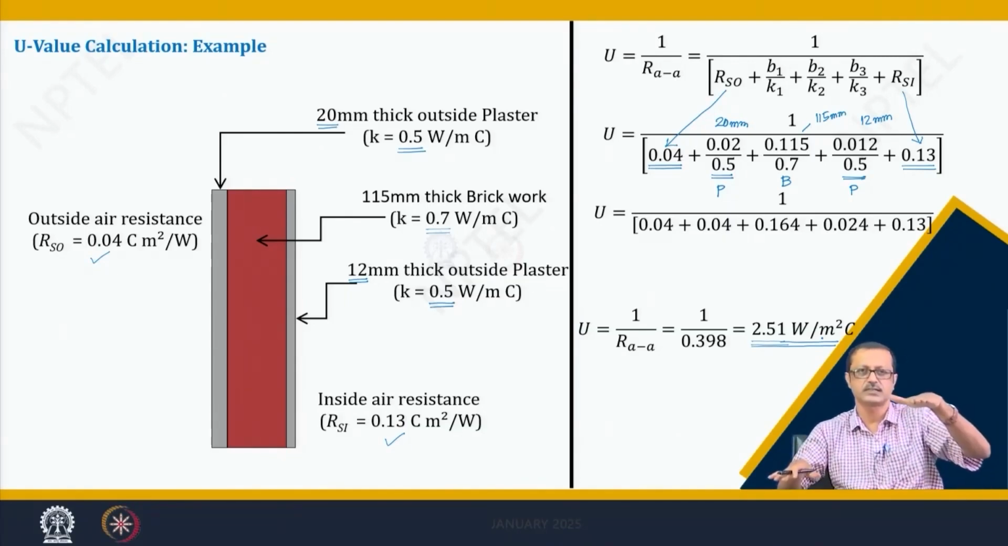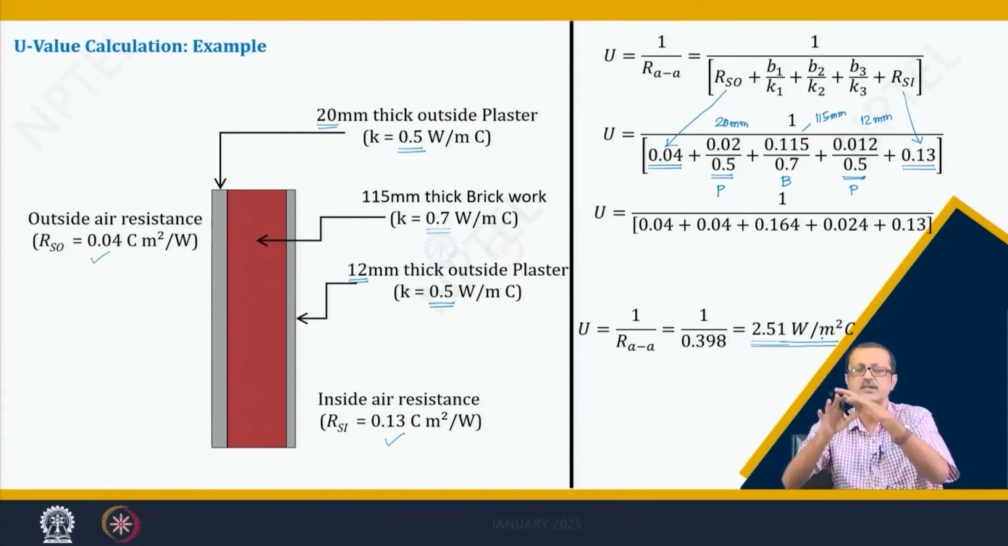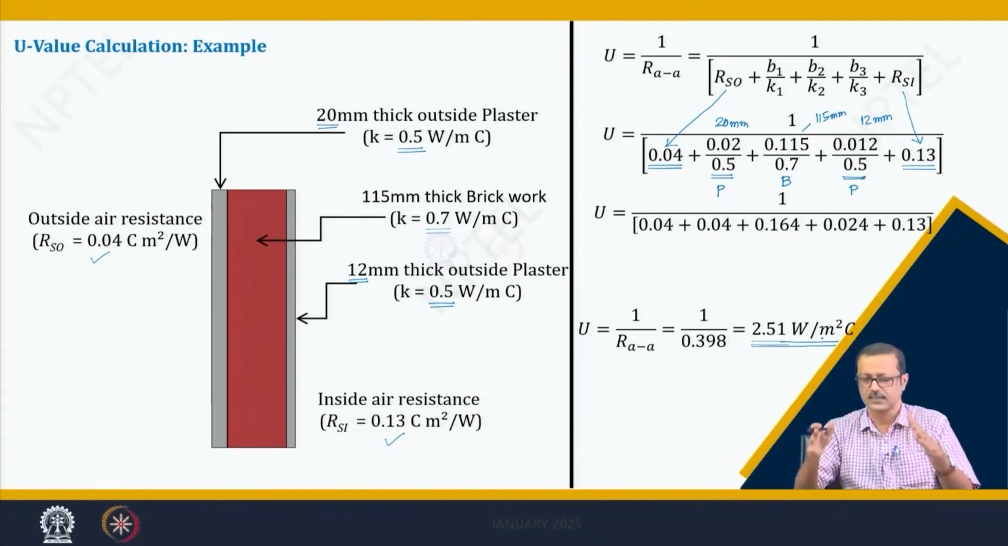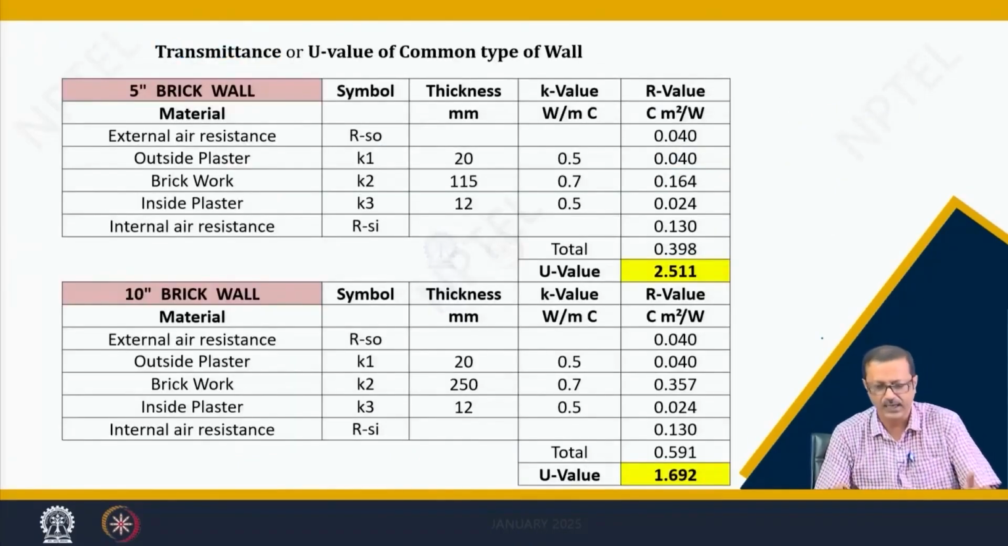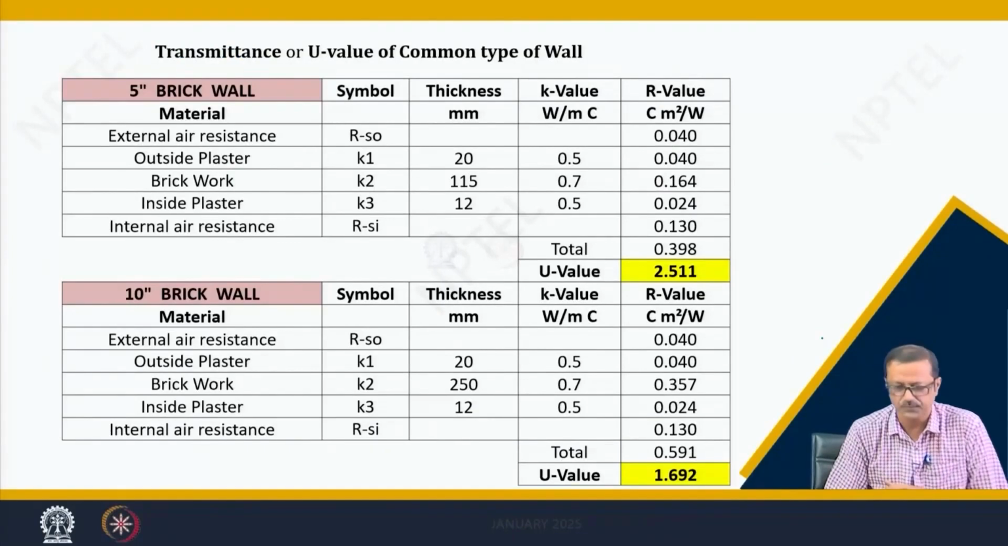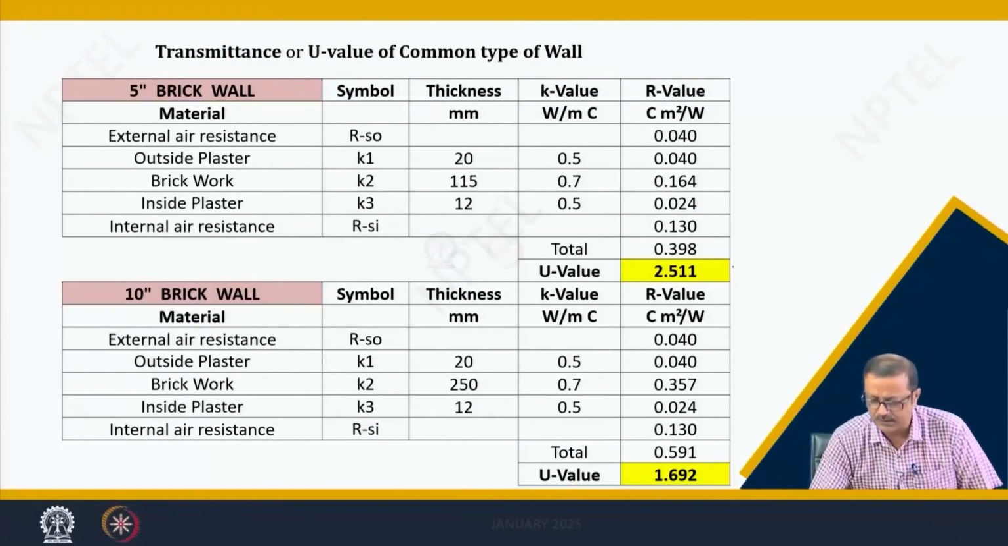That means if there is a 1 degree temperature difference and a 1 meter square area, it will transmit almost about 2.51 watt. If there is a 2 degree difference, then it will be almost 5 watt, double of that. If there is 2 meter square and 1 degree difference, again it is 5. So, like that we can just multiply with the area and the temperature difference between the two sides to find this out.